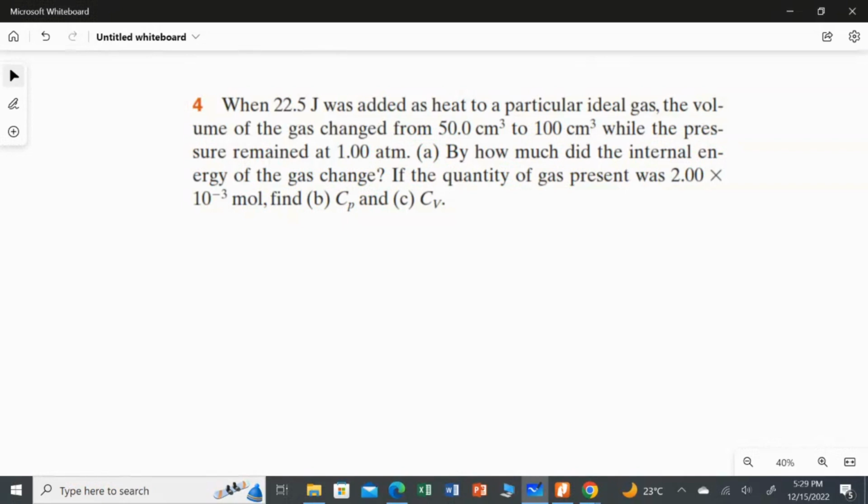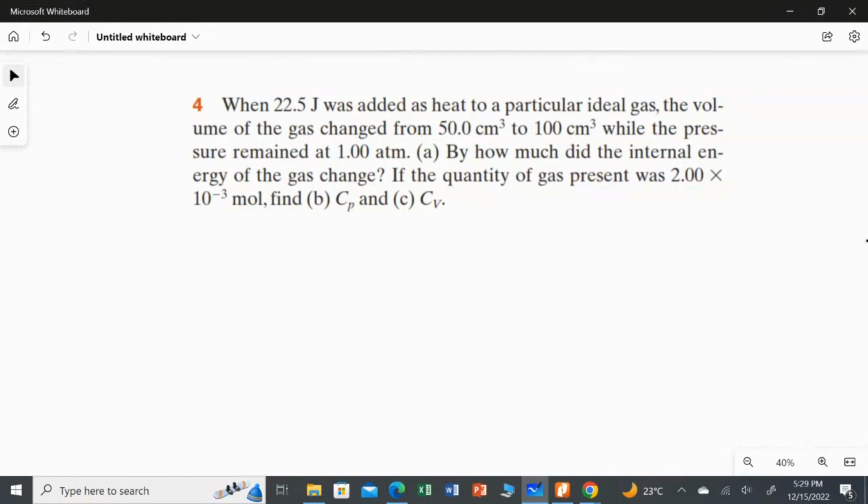So here in this question, we have to find three answers. So this question has three subdivisions. Before that, we have to know what is given in the question. So first of all, I'm going to write the given.